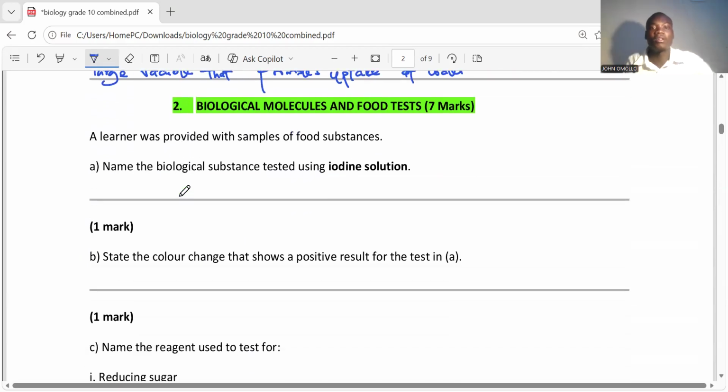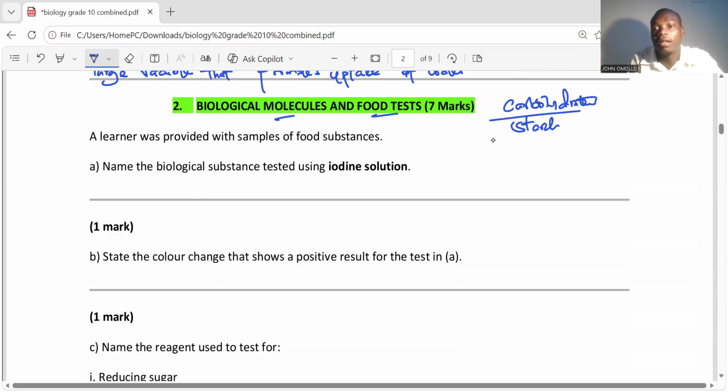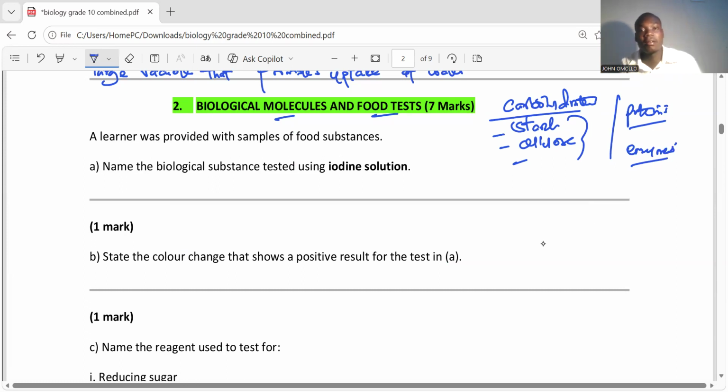Next question is biological molecules and food test. So we know biological molecules like carbohydrates. We know starch as one of the carbohydrates. We know cellulose as one of the carbohydrates and many, many others. Then we know proteins. These are also biological molecules. Enzymes are also biological molecules, vitamins, and many, many others.